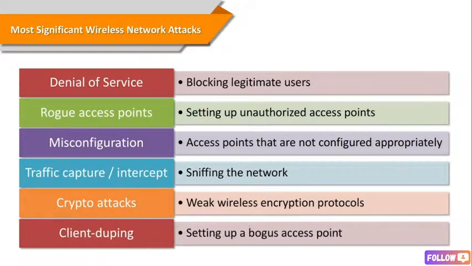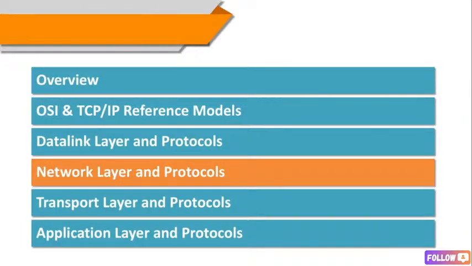Client duping. Some tests call for a penetration tester or ethical hacker to set up a bogus access point to see if clients will trust it and then use it to access the rest of the network. The attacker can then sit in the middle of all the communications, harvesting them or changing the data as it passes by. The next layer is the third layer of the OSI reference model, the network layer.